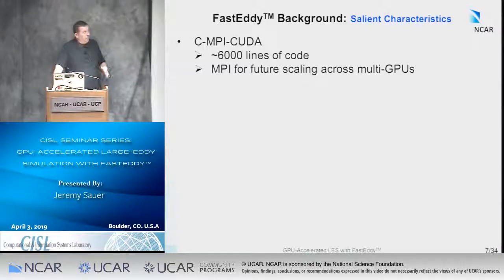So also at that time, a year ago, I would have given some background information on the salient characteristics of FastEddy. It's built from scratch in C, MPI, and CUDA. At the time, it was about 6,000 lines of code, and the MPI was there for future scaling across multiple GPUs. But a year ago, we were on a single GPU.